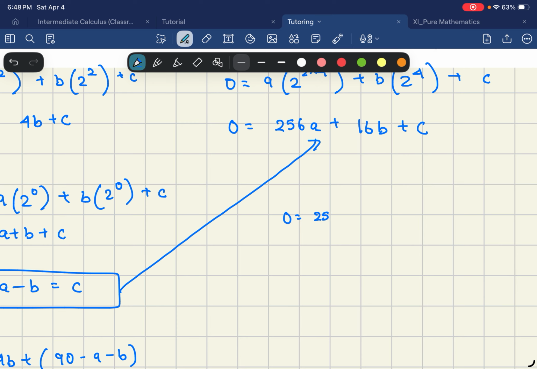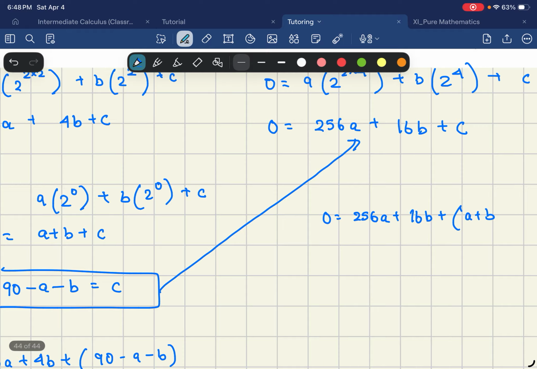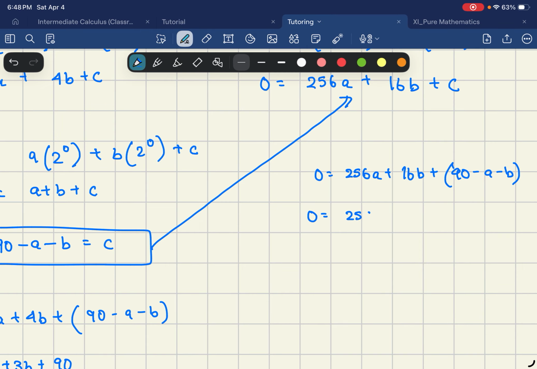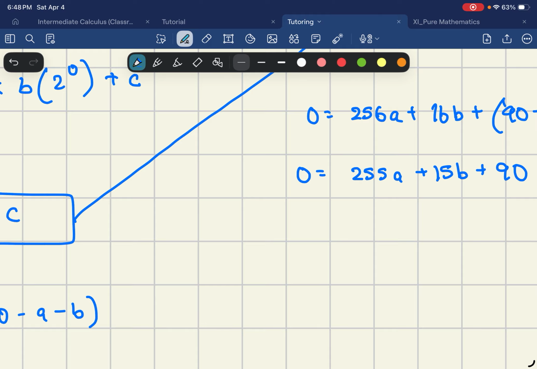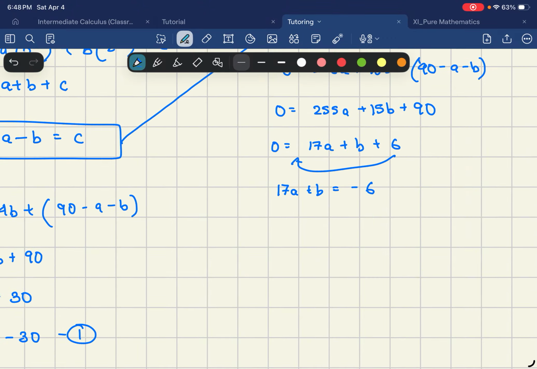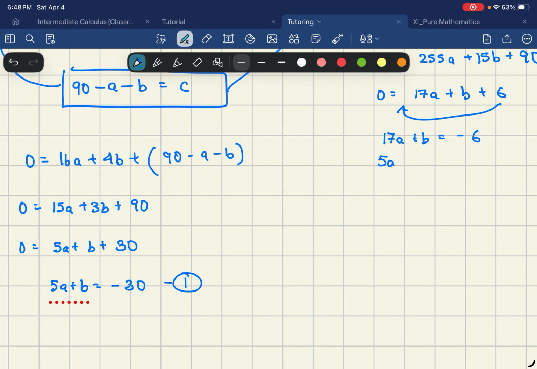So 0 is 256a plus 16b plus a plus b. Sorry, 90 minus a minus b. All right, so 0 is 255a plus 15b plus 90. And everything here, I believe, is divisible by 15. So if I divide by 15, I get 17a plus b plus 90 divided by 15 is 6. So 17a plus b is equal to negative 6, right? And I know 5a plus b is equal to negative 30. And I can subtract these two equations.